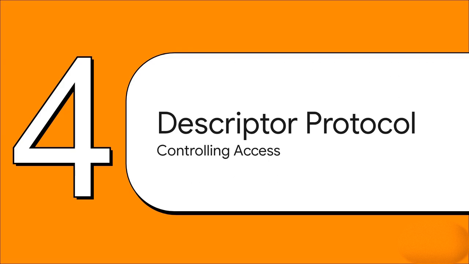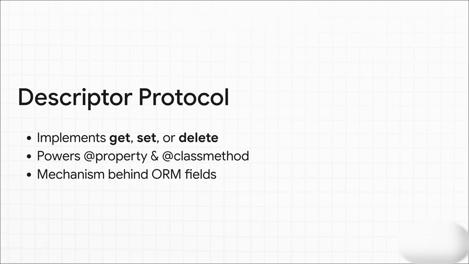Section 4. The Descriptor Protocol. We've looked at how classes are built from scratch, so let's shift focus to how their individual attributes are strictly controlled. Descriptors are basically the secret engines running the decorators we use every single day. If an object implements __get__, __set__, or __delete__, boom, it's a descriptor. This is the exact hidden mechanism powering built-in tools like @property, @classmethod, and even when you write your own complex custom decorators with arguments. It's also the magic driving object relational mapping fields in heavy enterprise frameworks like Django or SQLAlchemy.